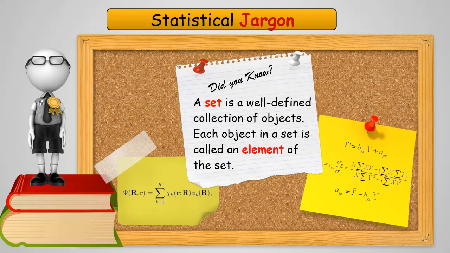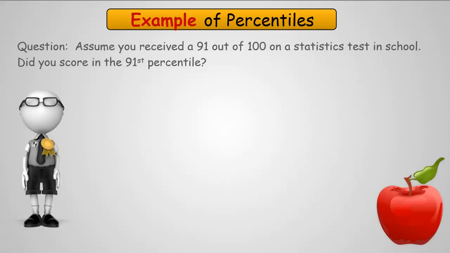Statistical jargon: a set is a well-defined collection of objects. Each object in a set is called an element of that set.